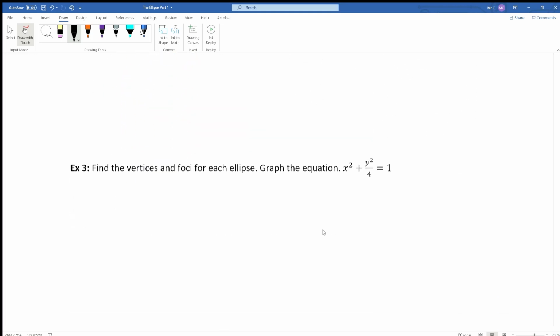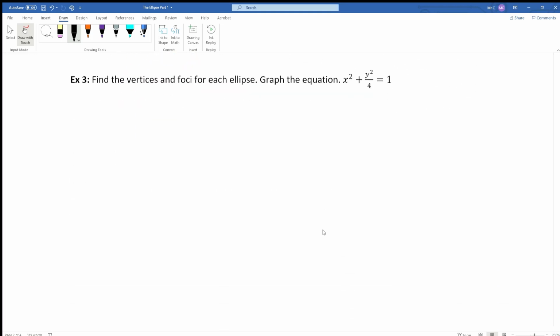All right, moving on. Here we're given an equation, and we want to find the vertices and the foci for each ellipse. So I'm going to start by noticing that this is really the same thing as x squared over 1. And so since my larger value goes with my y, my equation looks like x squared over b squared plus y squared over a squared equals 1. In other words, it's a vertical ellipse. And my values for b is 1 and a is 2.